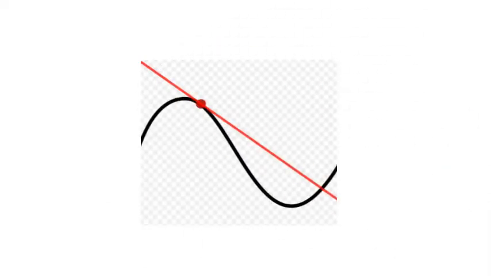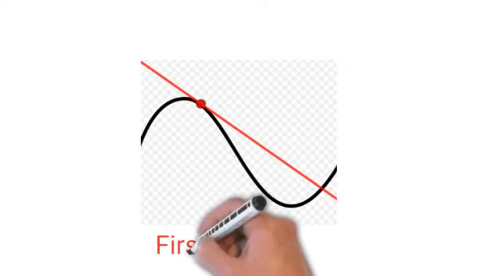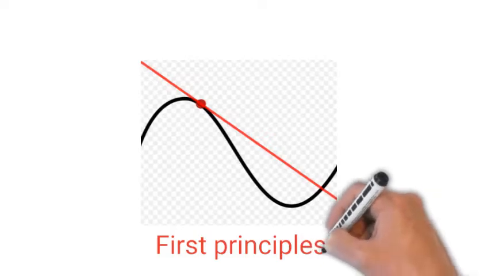Throughout school, you were told that the first derivative gives us the gradient of the tangent, but you weren't really explained why this is the case. So this video is going to be on the start of calculus, first principles, and why it is able to give us the gradient of the tangent.